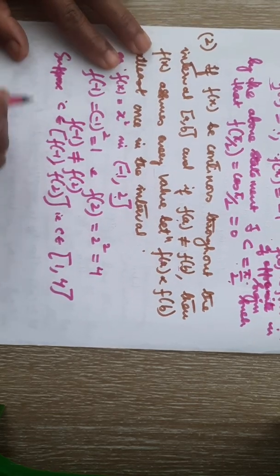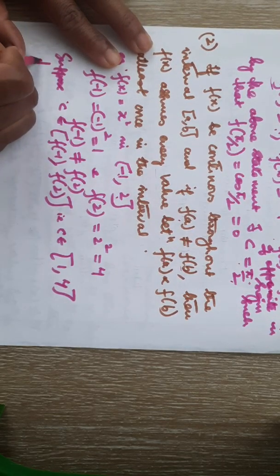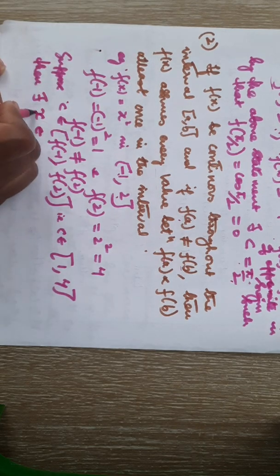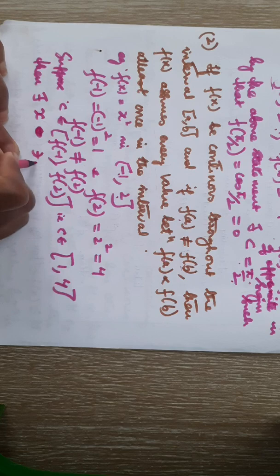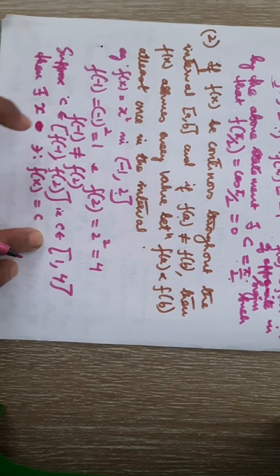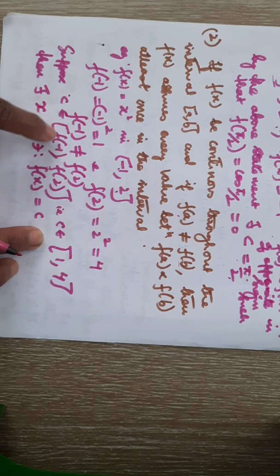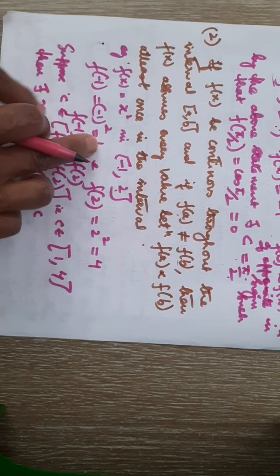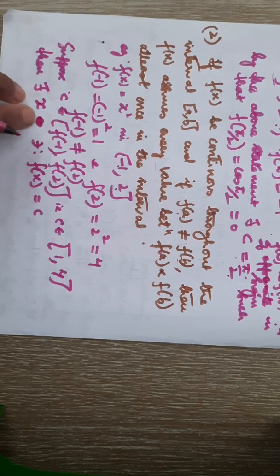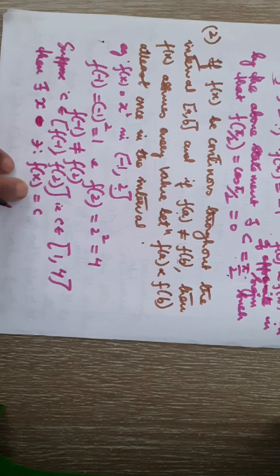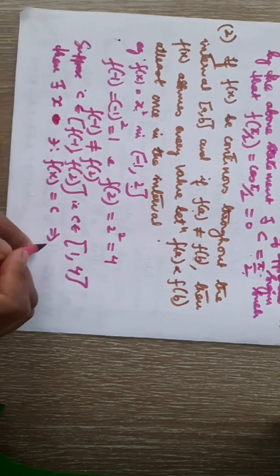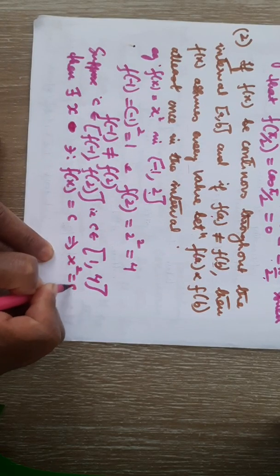So now here, according to this property, there exists x such that f of x is equal to C, because C is a value lying between f of minus 1 and f of 2, that is, between 1 and 4. So we need to show that there must exist x belonging to this interval, say minus 1 to 2, such that f of x is equal to C. But what is f of x? By definition, I define it as x square. So this implies that x square is equal to C.